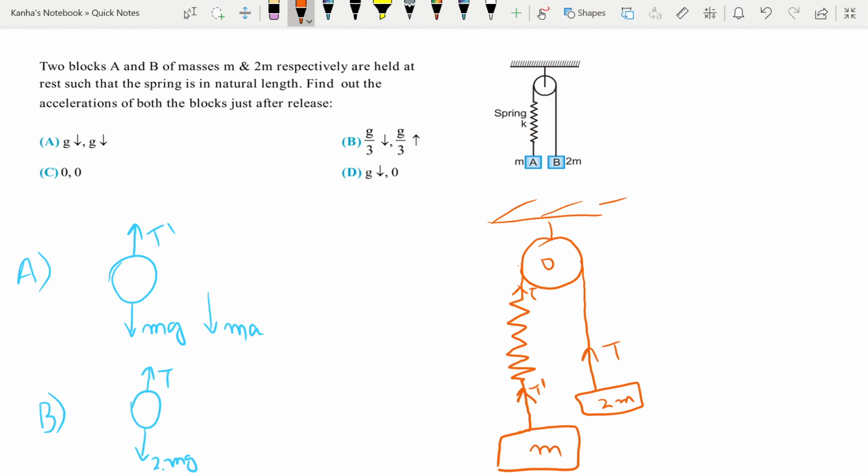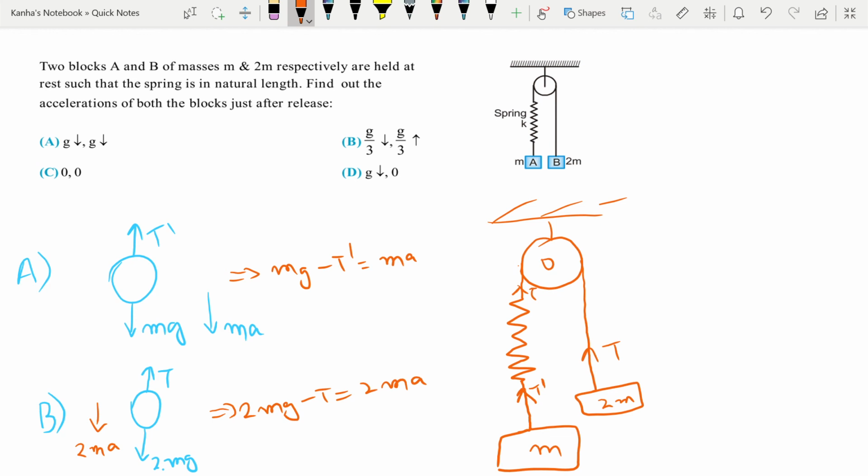So I have written mg minus T prime is equal to ma. And here it should be 2mg minus T is equal to 2ma. Irrespective of the direction, I have mentioned the direction as 2ma here. If the direction turns out to be different, then we just have to invert the sign. So we get two equations from here.